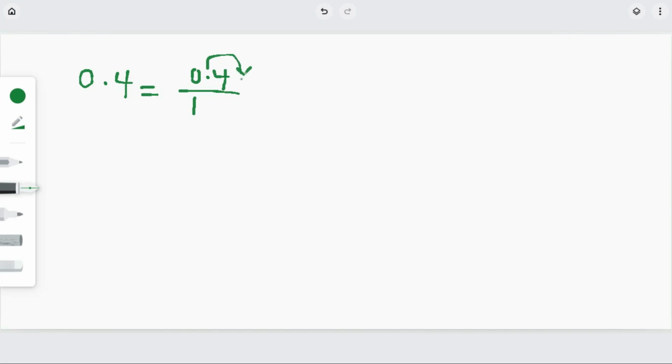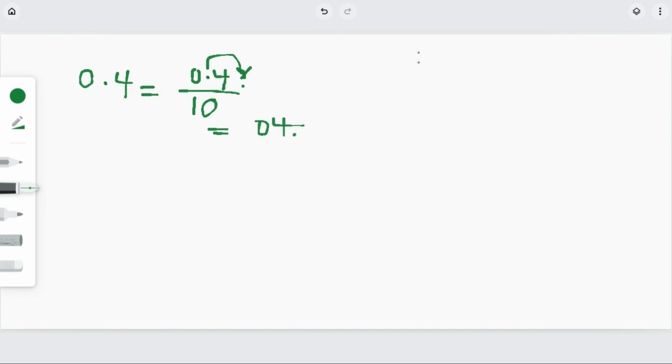You understand? Sorry, to the right. If you are changing from decimal to fraction, keep this in mind: you move the decimal point to the left, until it reaches the last point here. So the decimal point is here. After we move the decimal point, we have a 10 here. So what we have right now is 0.4.